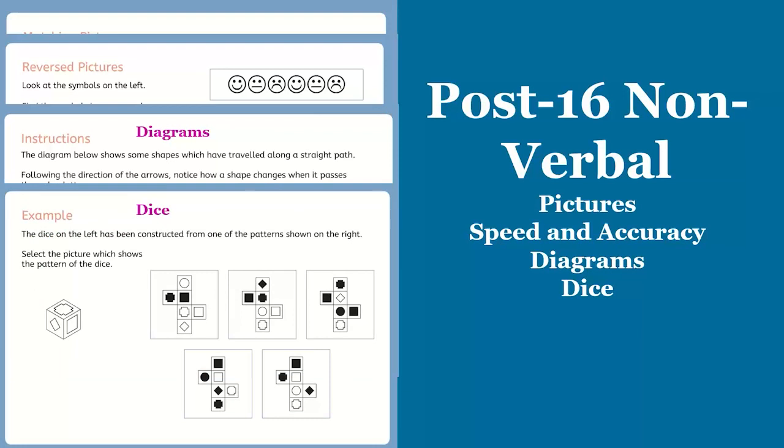And then the final part is the dice. So we have a completed dice on the left-hand side, and then we've got 5 possible templates that have been used to make the dice that we can see. So if we had all of these printed out, we would just get a pair of scissors, cut the template out, and we'd be able to physically construct the dice. It's a little bit different when you're trying to do all of that in your head, so you're trying to work out which of those templates you would use to make the dice that you can actually see.